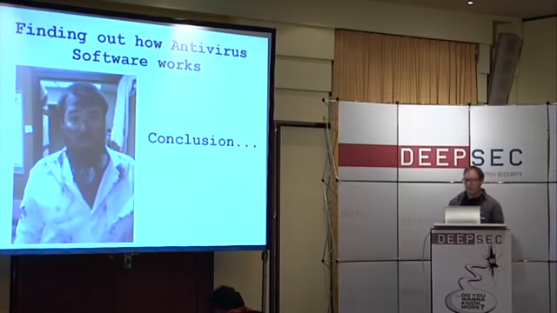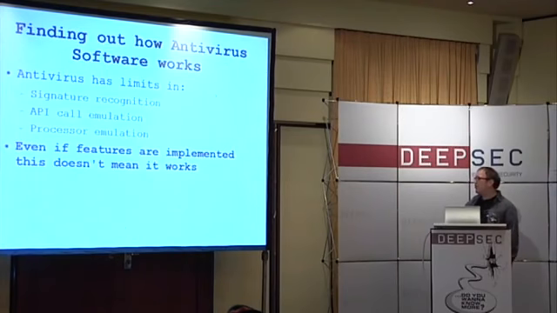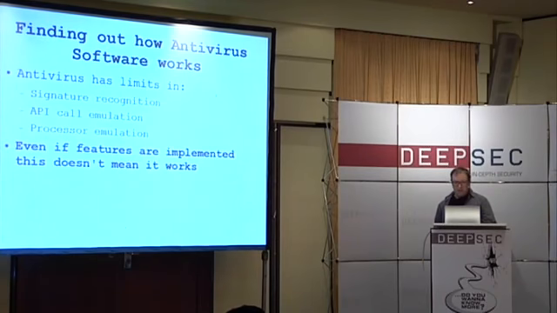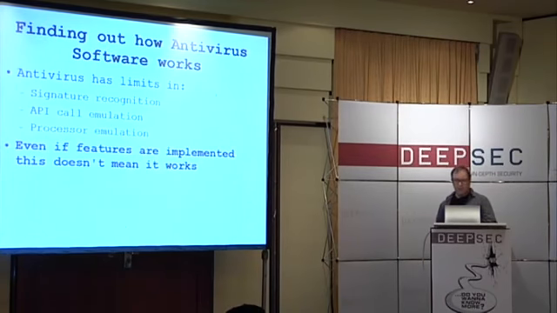So this was pretty fast, and I'm already at the conclusion. The antivirus software has some limits in signature recognition, which can be bypassed easily, in API call emulation, and in processor emulation. And even if features are implemented, this doesn't mean that those features are working. And it's more or less all a question of the effort an attacker puts into the attack.